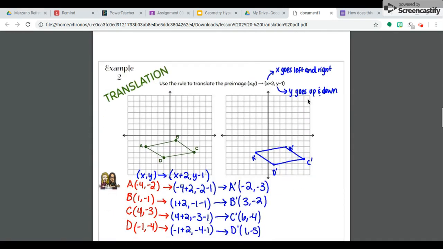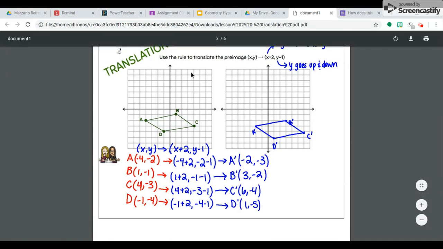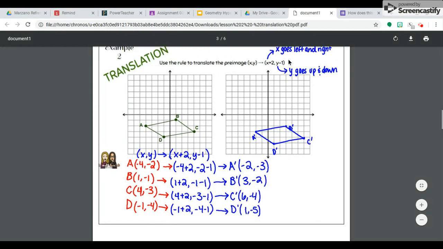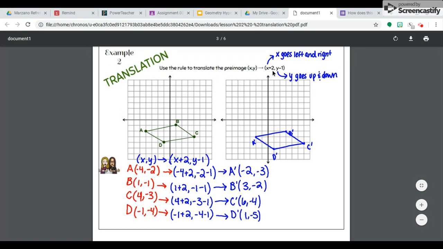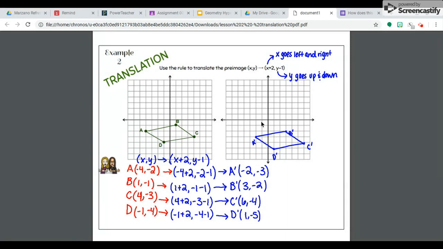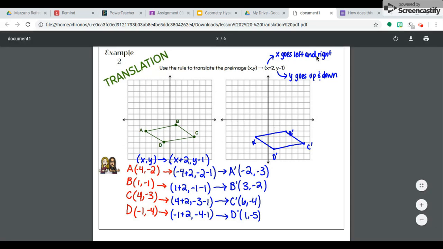So here for example 2, this one says use the rule to translate the pre-image: xy goes to x plus 2, y minus 1. So we're doing the same thing we did in example 1, but we're using this rule to apply it. Now where it says x plus 2, we know that our x values go left and right because our x-axis is this horizontal line. So our x values go left and right.